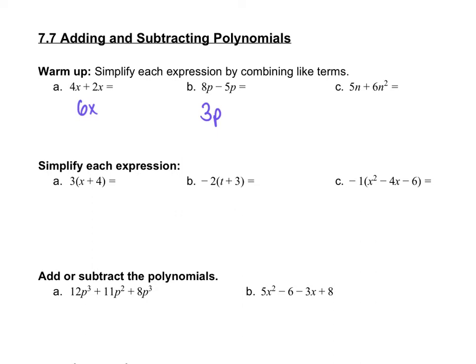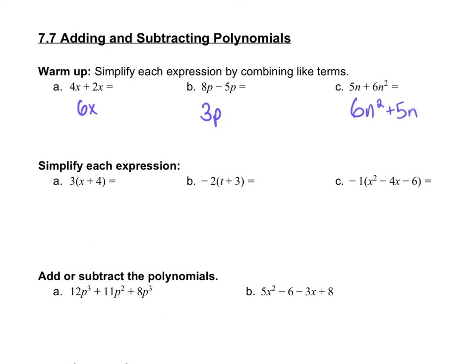All right, in C, 5n plus 6n squared. I have an n in both, but one of them is an n and one of them is an n squared. So they have different exponents, so these can't be combined. So we would just leave this one as is, or maybe you could say 6n squared plus 5n if you really wanted to rearrange it.